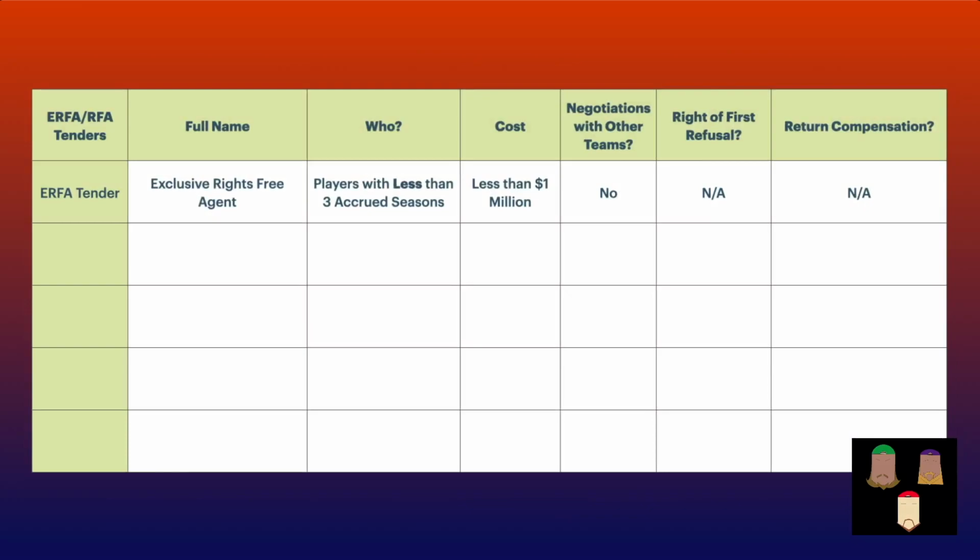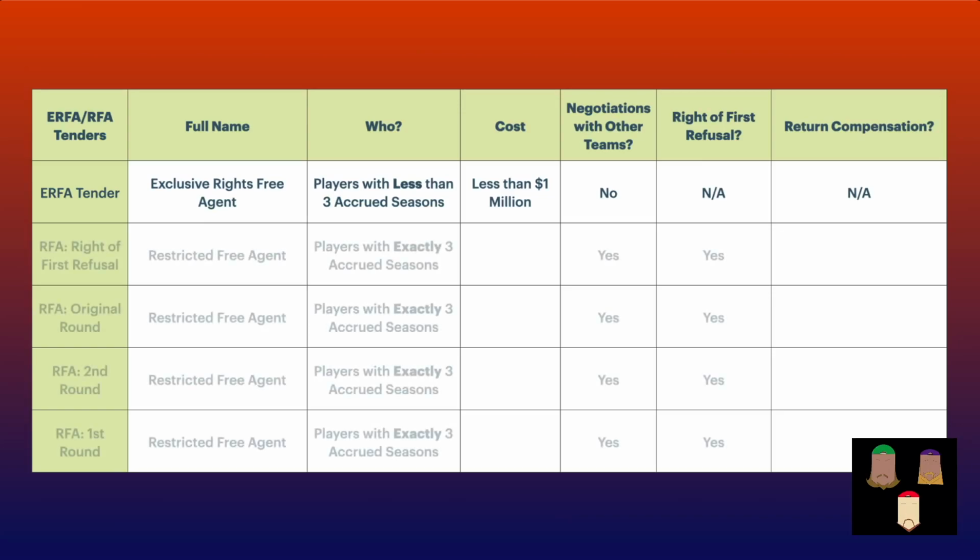The ERFA tender, exclusive rights free agent tender. If a player has less than 3 seasons of accrued service in the NFL and their contract is expiring, their team can exercise the ERFA tender. This is a set salary, which is very low, under $1 million. The player cannot negotiate with any other team and has 2 choices: play under that tender or don't play in the NFL. Many low-level players will receive the ERFA tender, and you probably won't hear much about it.